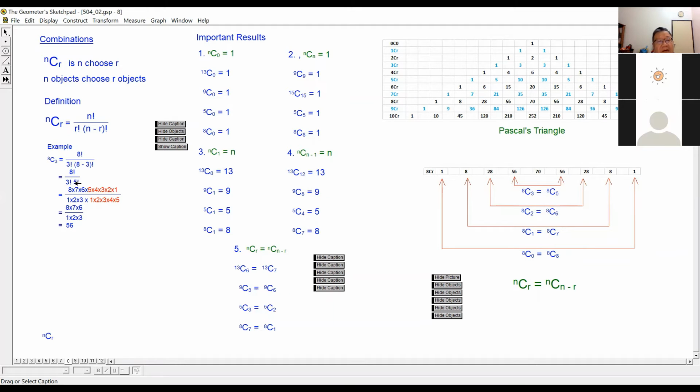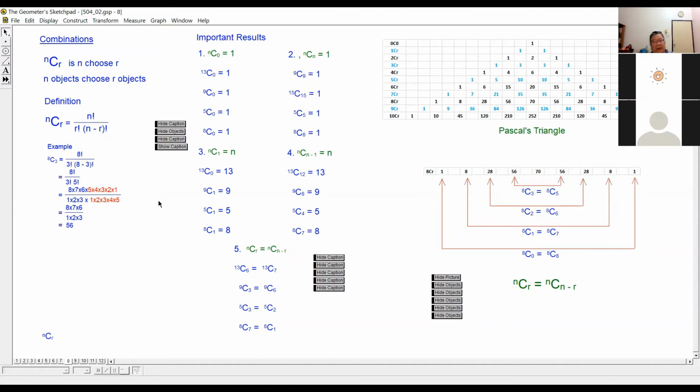How to get 5? You take 8 minus 3, then you get 5 factorial. And how to do the calculation? For 8 factorial, you take 8, 7, 6, 5, 4, 3, 2, 1. For 3 factorial, you take 1, 2, 3. For 5 factorial, you take 1, 2, 3, 4, 5.